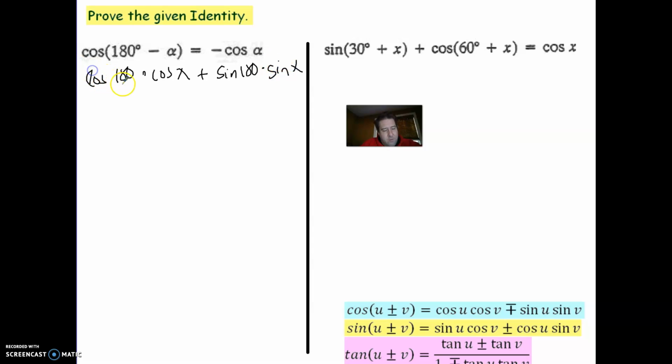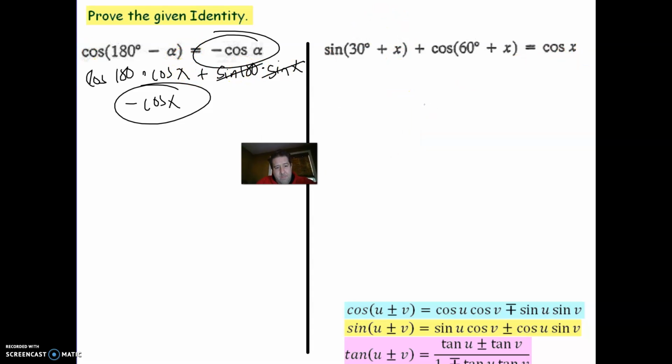Okay, cosine of 180 is -1, so this really becomes -1 times cosine of x, which is negative cosine of x. Plus sine of 180 is 0. 0 times anything is 0. That cancels out, and voila, you have the exact same thing. I just turned the left side into the right side by proving it, verifying it.